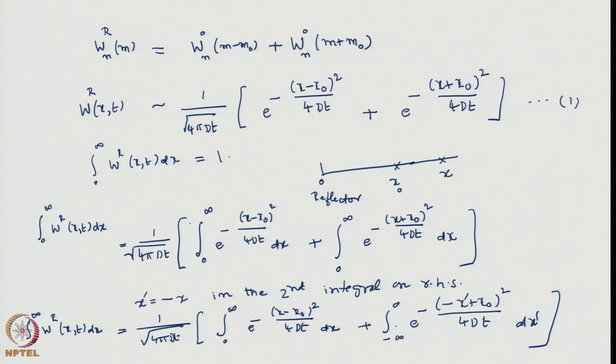So the second integral, I can take this minus out of the square, then it will again become x prime minus x naught whole square. So now the integrands on both these integrals have the same form. In the first one, it is e to the power minus x minus x naught whole square by 4 dt, and in the second one, again it is x prime minus x naught whole square by 4 dt dx prime. x prime is just a dummy index, an integration variable. You can as well replace it again by x.